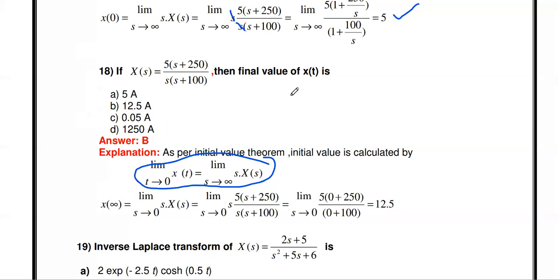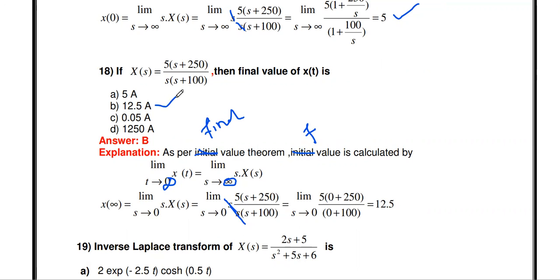Similarly, for the same problem, we have to calculate the final value. Here we have to use the final value theorem. Here there is a typographical mistake. The final value means the limit t tends to infinity, s tends to 0. As per the final value theorem, the final value is calculated by the limit t tends to infinity of x of t, equal to the limit s tends to 0 of s into X of s. So x of infinity is calculated by the limit s tends to 0 of s into X of s. You substitute X of s here, this s cancels, and in the remaining s you substitute 0. So 5 into 250 divided by 100, the answer is 12.5. So 12.5 is the final value.